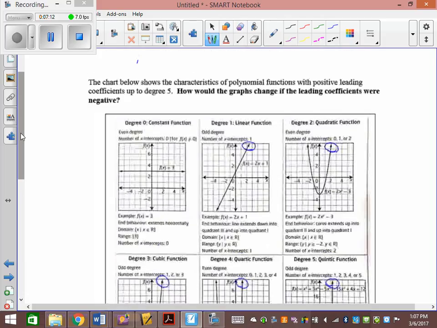So it says here, how would the graphs change if the leading coefficient was negative? What would happen if the leading coefficient was negative? They'd end what on the right? Instead of up, they'd end in the 4th quadrant. They'd end down.